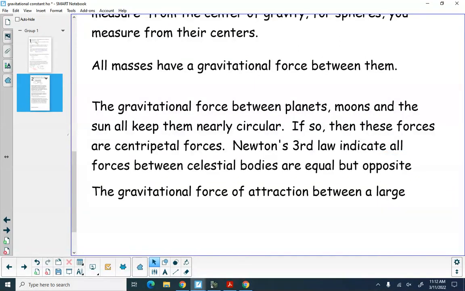Gravitational force between planets, moons, and the sun all keep us in a nearly circular path. If so, then these forces are centripetal forces. Newton's third law indicates all forces between celestial bodies have an equal but opposite force.